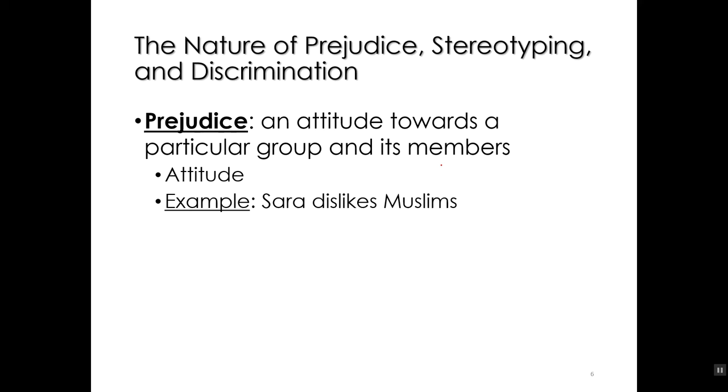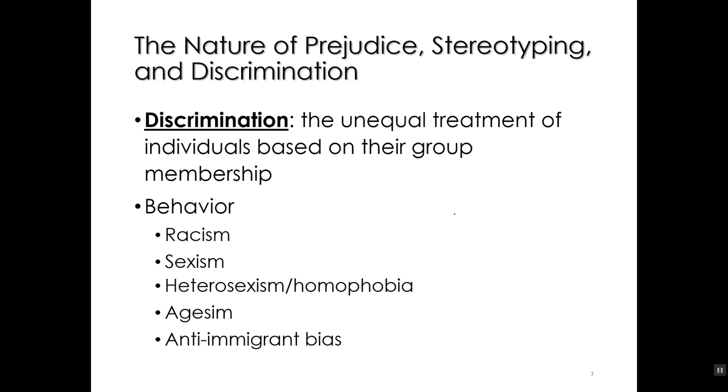Prejudice is an attitude towards a particular group and its members. And it's an attitude, so it's a belief, or some type of cognition. For example, we say that Sarah dislikes Muslims. That's an example of a prejudiced attitude. That is, her evaluation of another group is negative. Discrimination is the unequal treatment of individuals based on their group membership. And discrimination is a behavior.